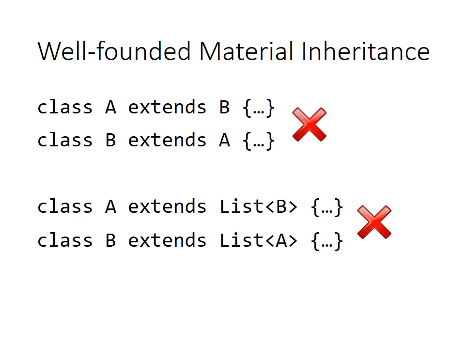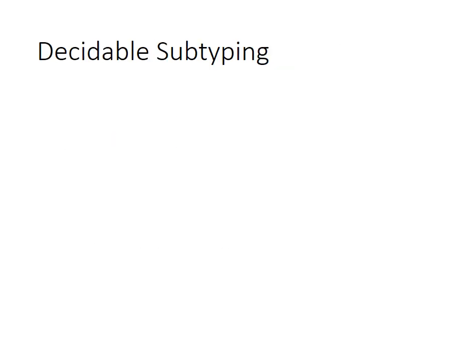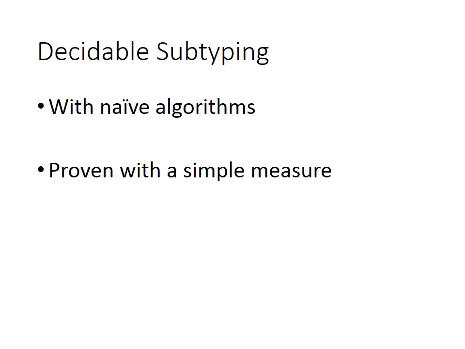This gives us several nice results, the first of which is decidable subtyping. And in particular, we get decidable subtyping even with naive algorithms, which explains the observation that although subtyping in general has been shown to be undecidable, we never encounter this problem in practice. And we can prove this using a simple measure, which I'm going to show you right now.